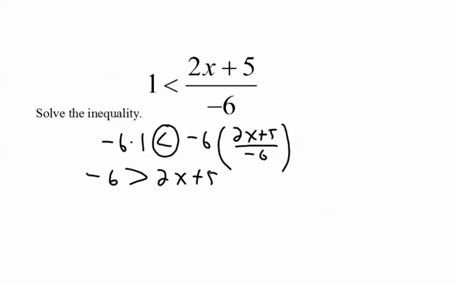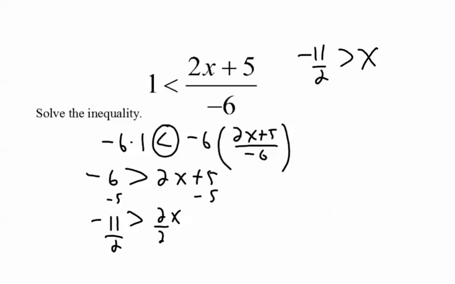Okay? And so now I go ahead and I subtract 5, and I subtract 5, and I get negative 11 is greater than 2x. And I'm going to go ahead and I'm going to divide both sides by 2 here. So I get negative 11 over 2 is greater than x.